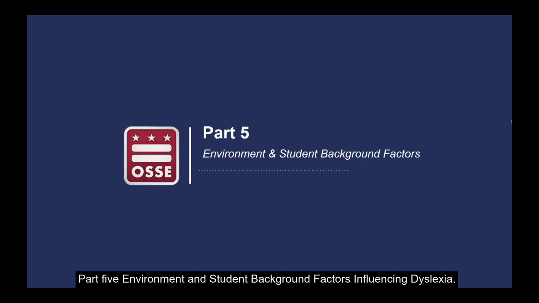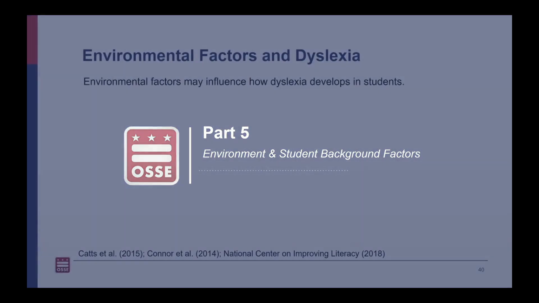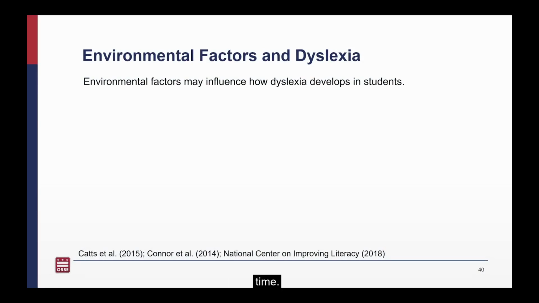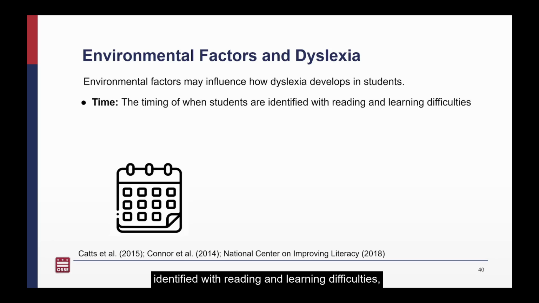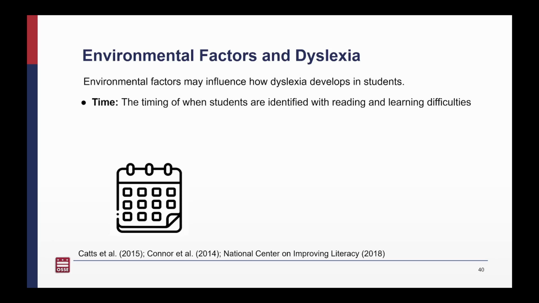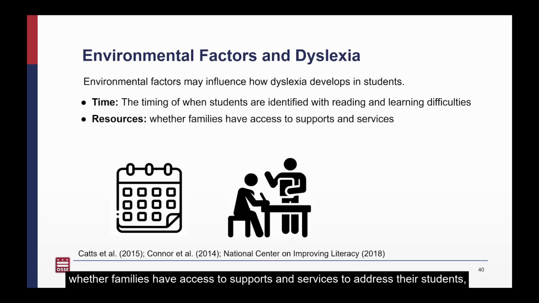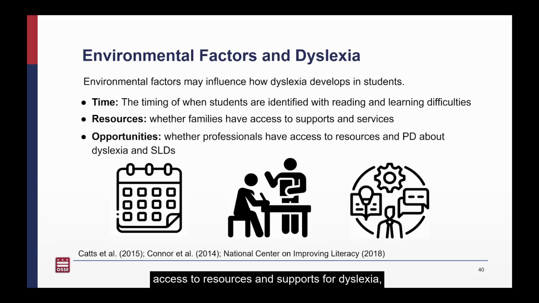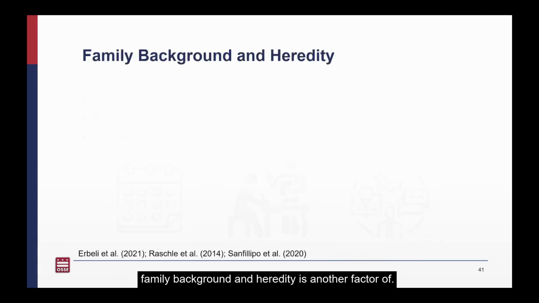Part 5, Environment and Student Background Factors Influencing Dyslexia. Environmental factors may influence how dyslexia develops in students. These include time, the timing of when students are identified with reading and learning difficulties; resources, whether families have access to supports and services to address their students' dyslexia; and opportunities, whether school professionals have access to resources and supports for dyslexia. Family background and heredity is another factor of dyslexia.